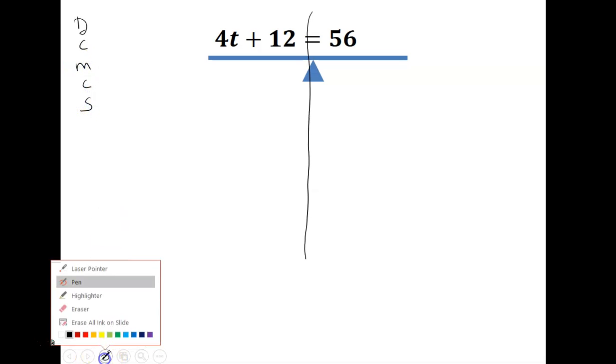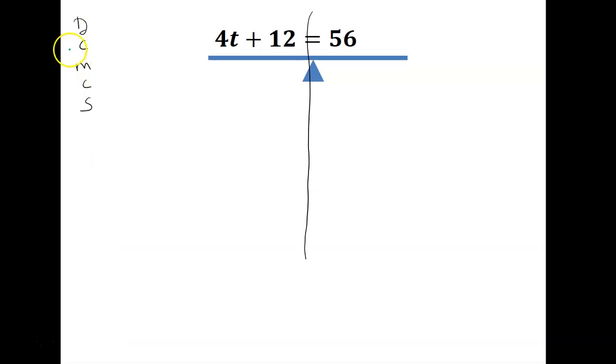The first step is distribute. So we say to ourselves, okay, for distribution, are there any parentheses? Are there any distributions that need to happen? When I look at this equation, I don't see any parentheses. Since I don't see any parentheses, my distribution step is done already. It's done for me. Okay.